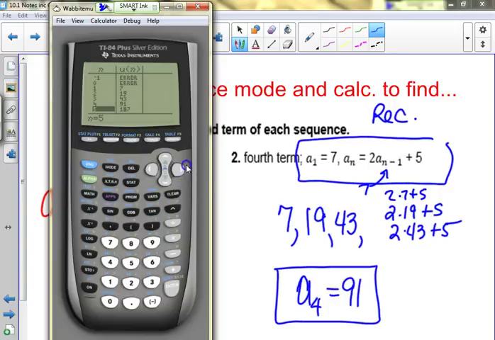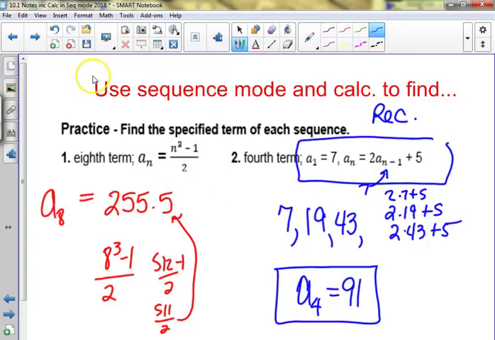Is this arithmetic, geometric, or neither? To be arithmetic, you have to be adding a common amount. First time you added 12. Do you add 12 the second time? No. The first time you multiplied by like 19 over 7. Does it look like you multiplied by 19 over 7 to get 43? I don't think so. This is neither. This is when the calculator comes in handy, okay?